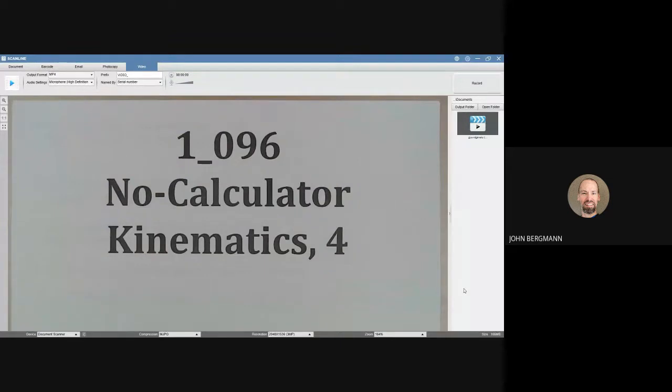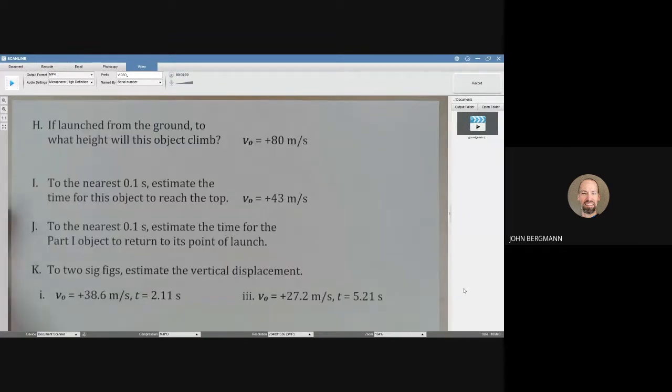This is our last video on kinematics without a calculator. Here we've got a couple of additional one-dimensional freefall problems. Let's try these. If launched from the ground, to what height will this object climb? Now, we're just making estimates here, remember.